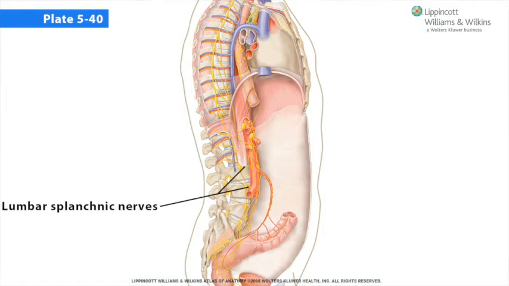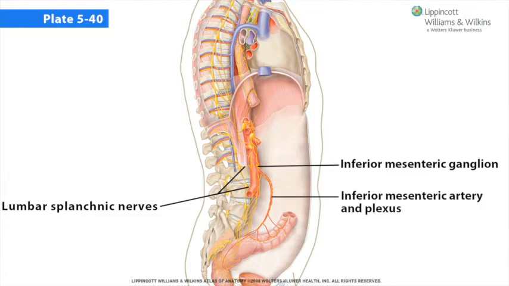The lumbar splanchnics synapse at the inferior mesenteric ganglia and send postganglionic sympathetic nerves along the branches of the inferior mesenteric artery to innervate the distal transverse colon, the descending colon, the sigmoid colon, and the proximal rectum. The innervation of the distal rectum and anal canal will be discussed in the solid anatomy lectures on the pelvis.